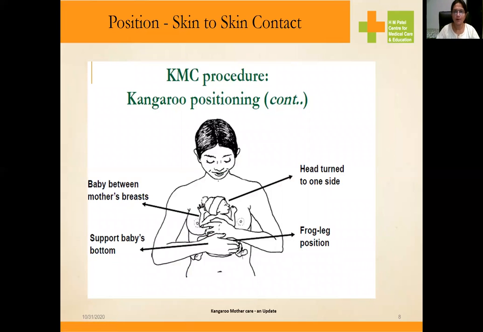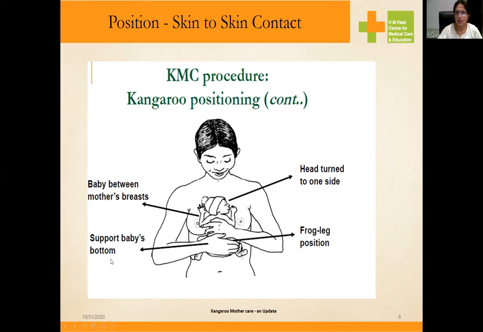Now let's talk about the position of kangaroo mother care. In which position should a mother keep the baby in skin to skin contact? In this picture you can see a small preterm low birth weight baby is kept in front of the mother's chest, in between the breasts, in an upright position. So important is, number one, baby should be between the mother's breasts.